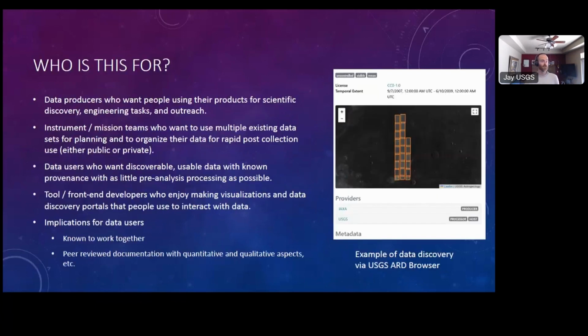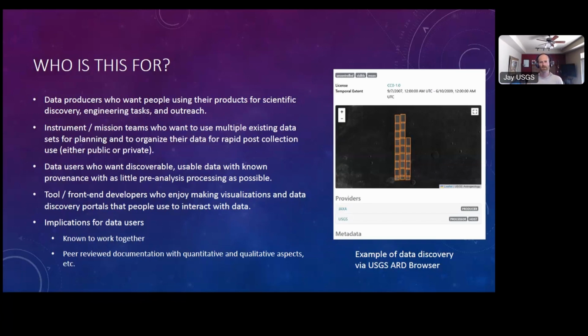So I want to lead with who this talk is for. This talk is for data producers, the makers, the people that are creating data products to be shared with the community. This talk is for instrument and mission teams who want to use multiple existing data sets, whether for planning or for organizing data for rapid post-collection use. So either internally, say for targeting, or externally for just getting it out to the community. The talk's for data users, so that's a huge broad umbrella of anyone that wants discoverable, usable data with known provenance, with as little pre-analysis processing as possible. And so I'll talk about what that means in a few slides.